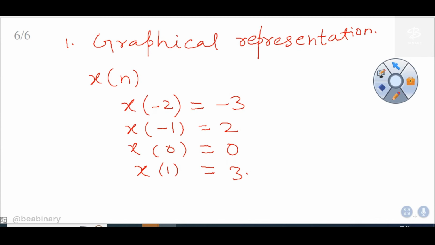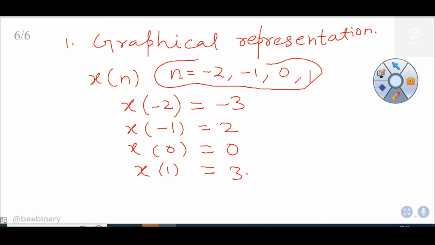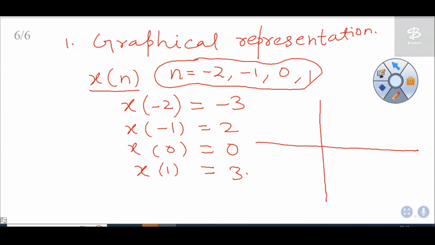So here you can see that I have assumed that the signal having the value of n is -2, -1, 0, and 1. So at this particular discrete point, I can represent this signal x of n in the graphical representation this way. So this will be your x-axis, and this is your y-axis. So the value of n will be represented on this x-axis.